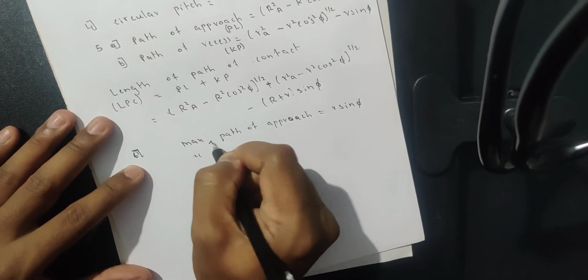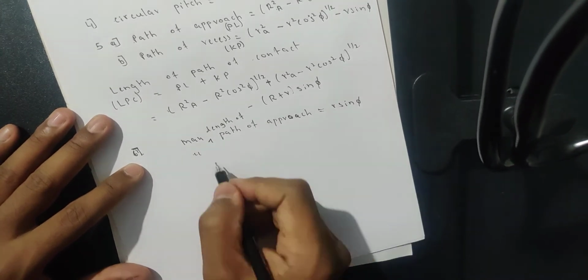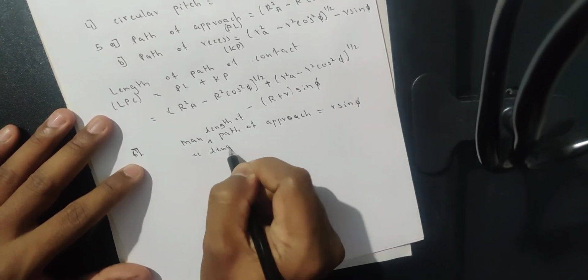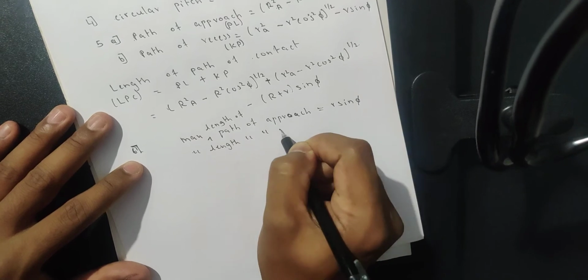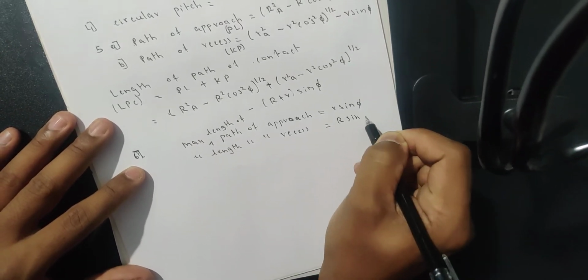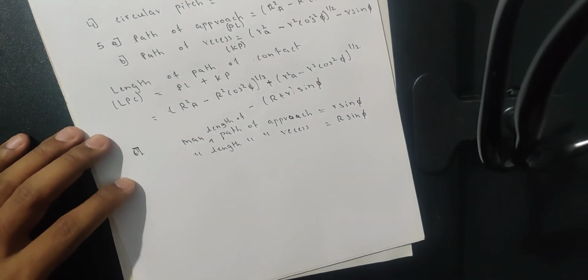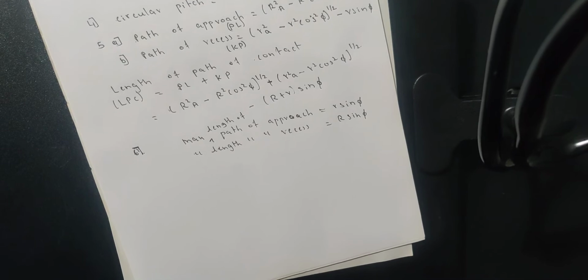You can call this the maximum length of path of approach, and this is the maximum length of path of recess, which is given as capital R sine phi. So these are the different formulas you need to remember.